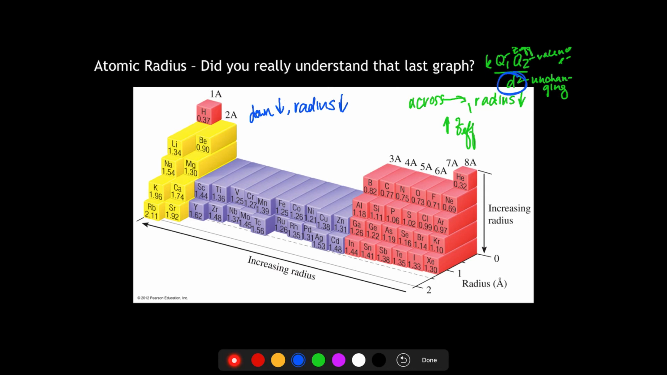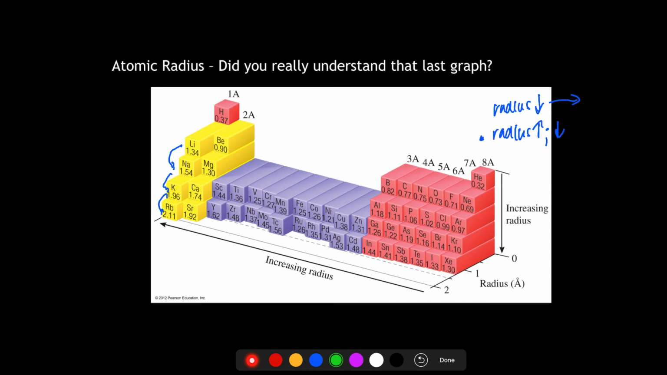And what does that have to do with? That goes back to this distance term, yes? The distance increases because we add shells. As we add shells and that valence is necessarily further from the nucleus, the force of attraction decreases, which means that the radius gets bigger and bigger. Yes, does that make sense?